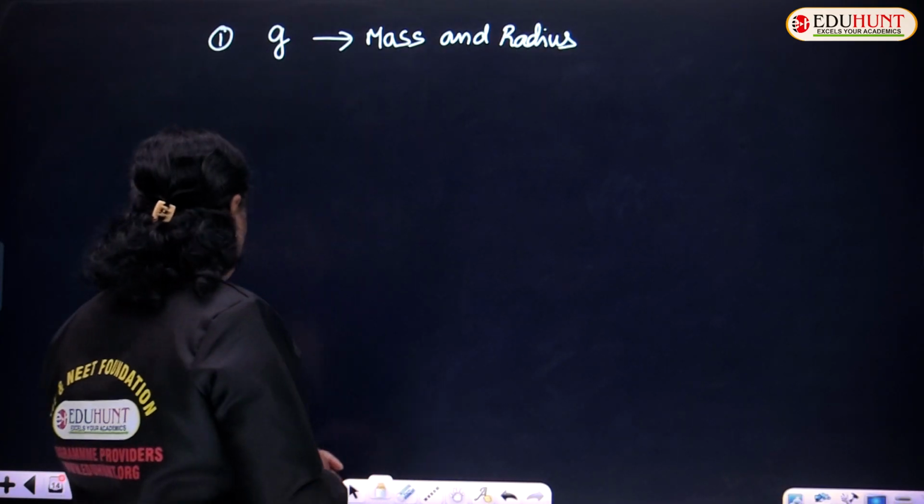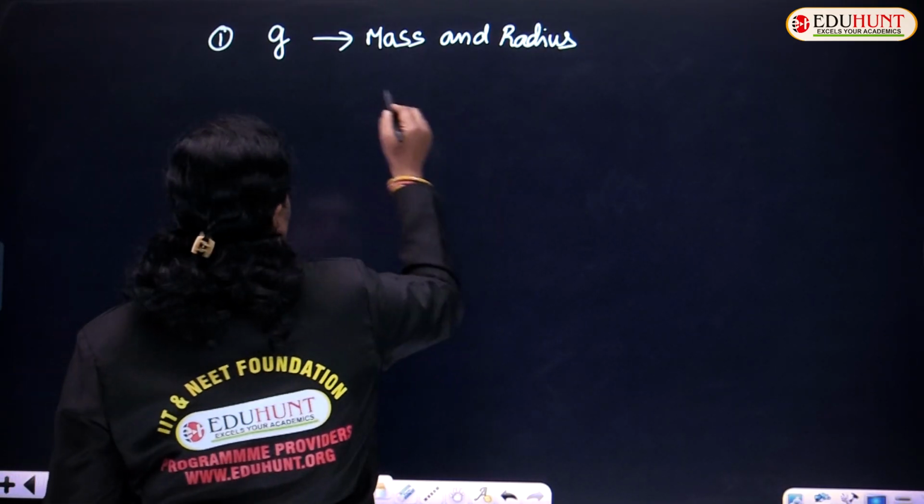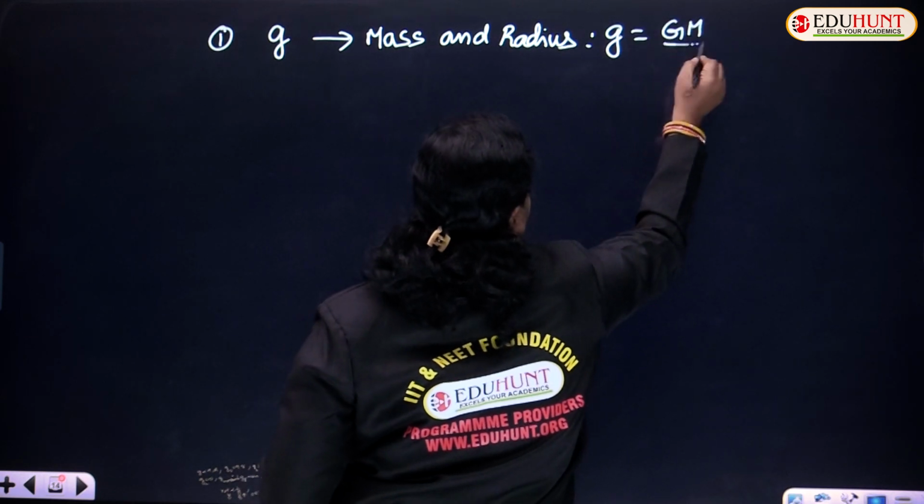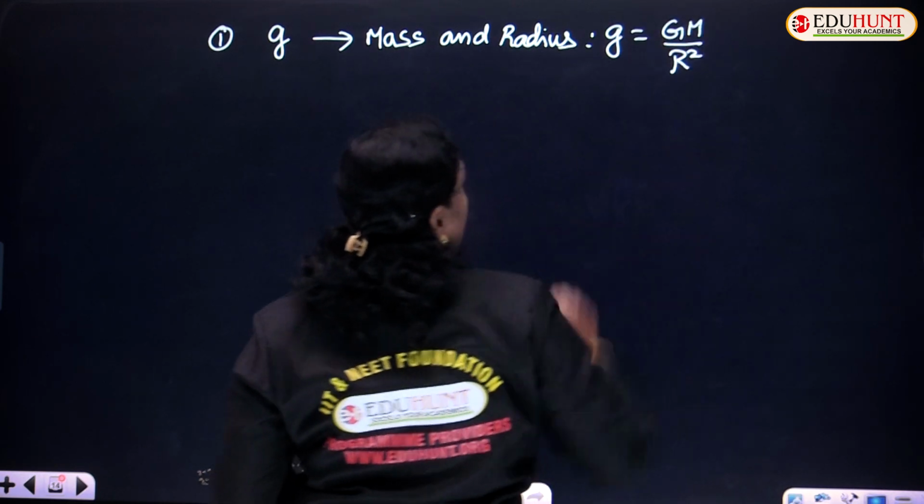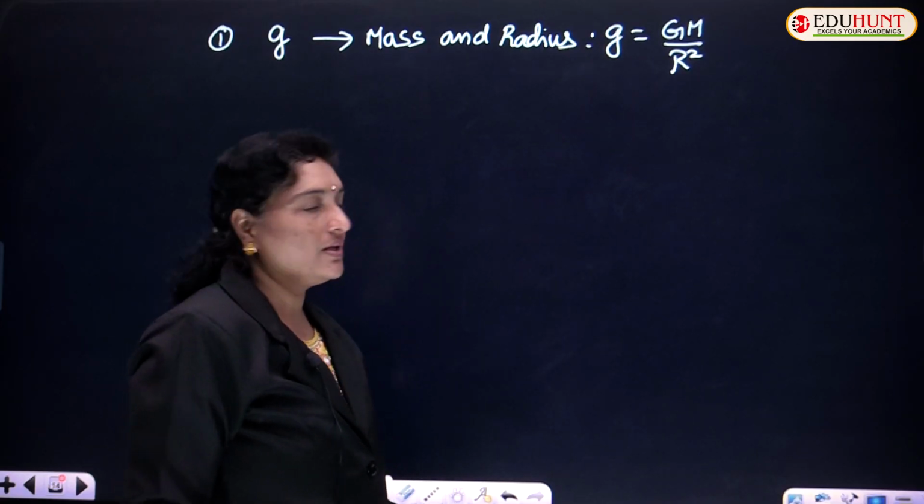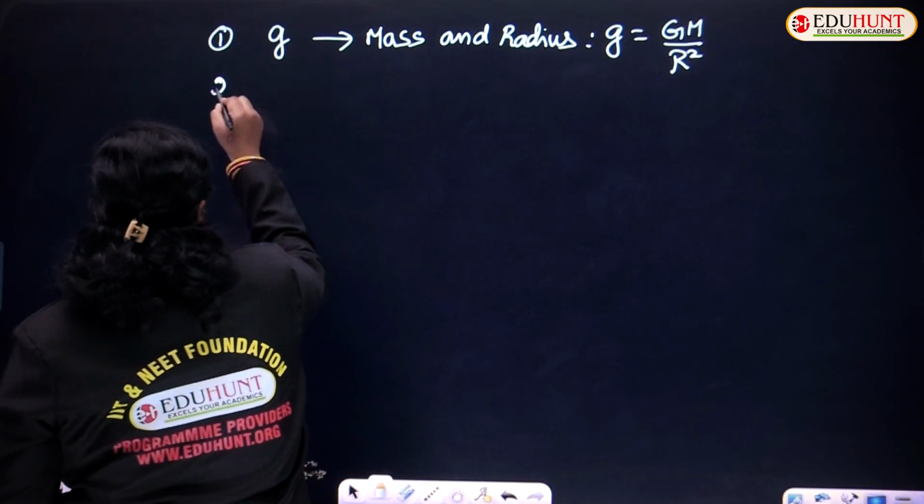Why? Because the formula we know is G is equal to GM by R squared. So, the acceleration due to gravity depends upon both the mass as well as the radius of the earth. So, this is the first thing you need to know.